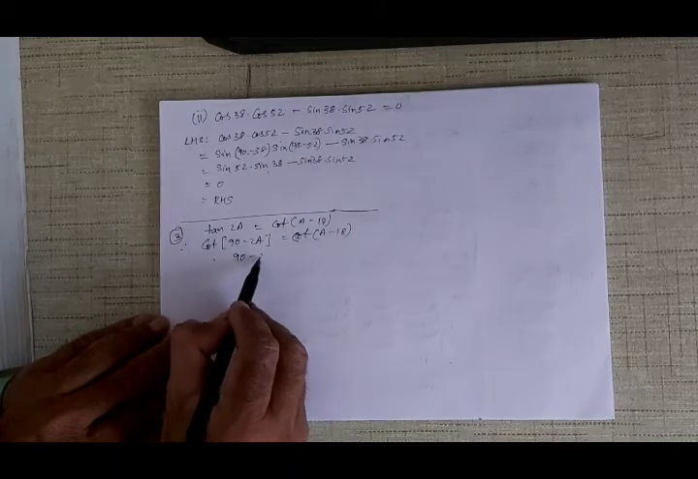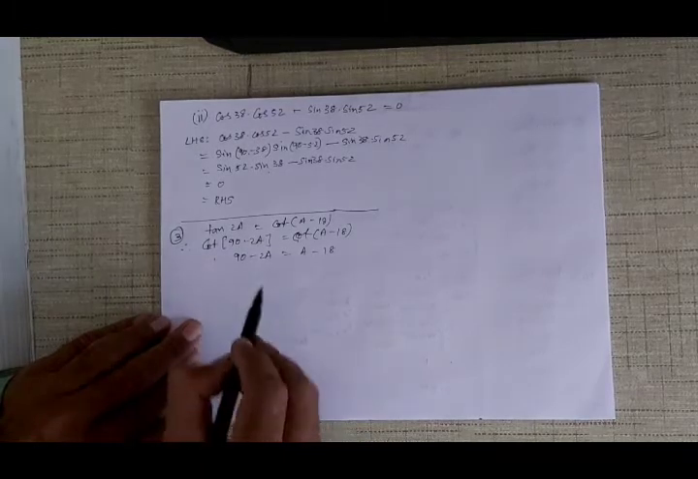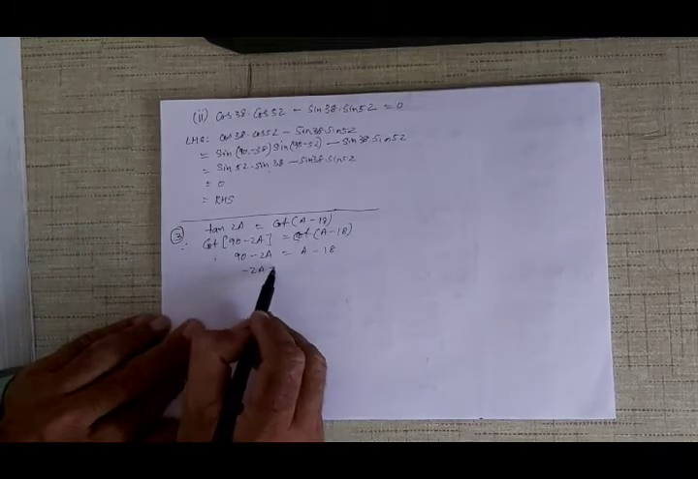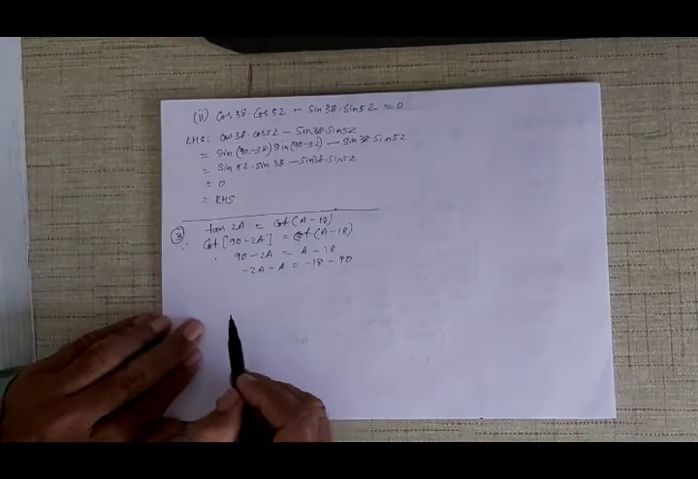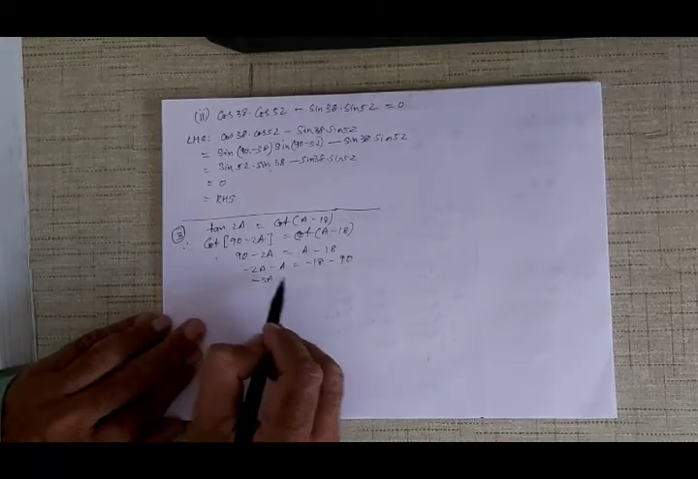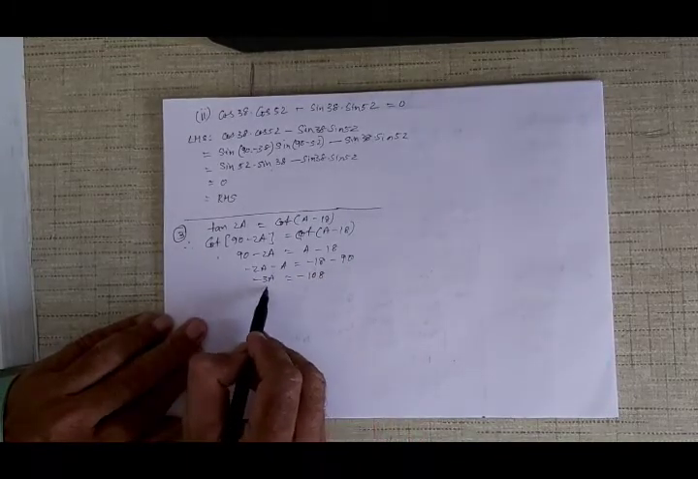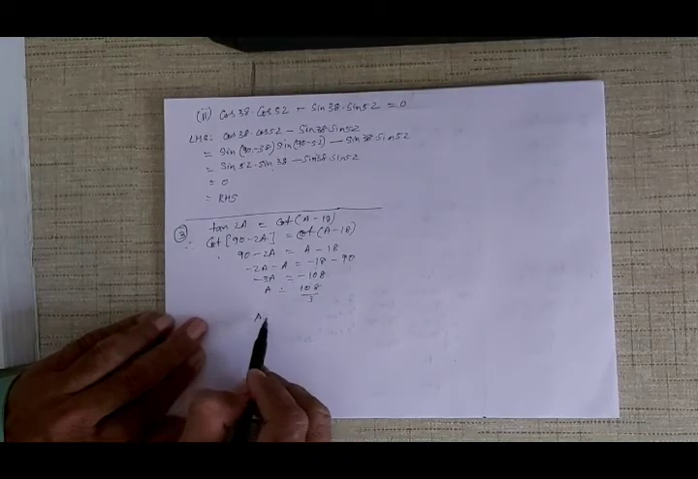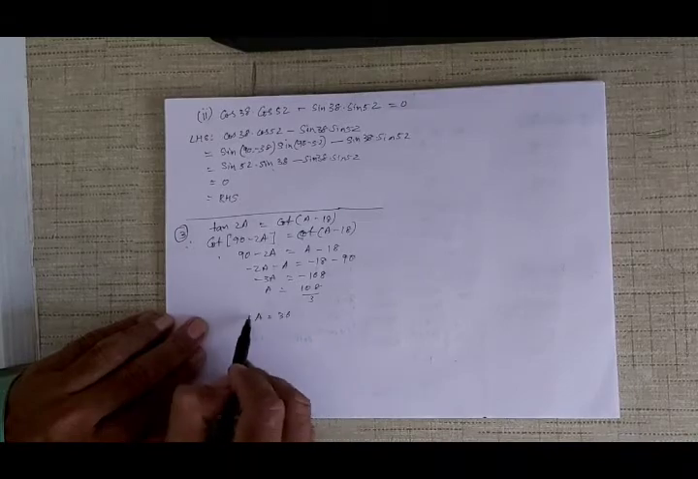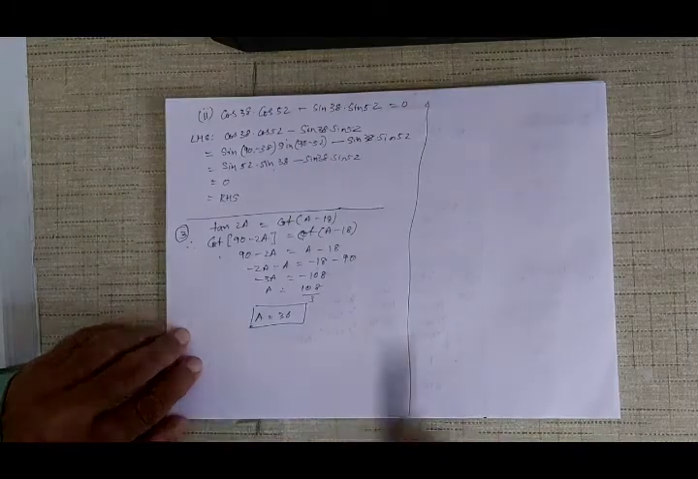So 90 minus 2a is a minus 18. So minus 2a minus a is minus 18 minus 90. Minus 3a is equal to minus 108. The minus sign will cancel on both sides. 108 divided by 3. Therefore a, 3 3s are 9, 3 6s are 18, a is equal to 36. Very easy problems. There is nothing difficult about that. All right, let's do the fourth one.